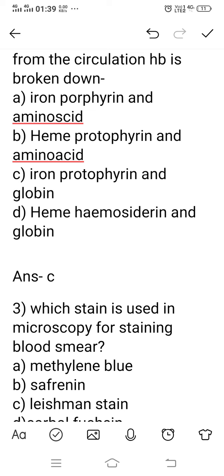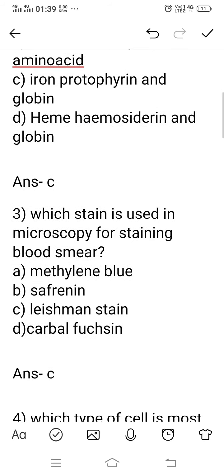Actually, what do we mean by protoporphyrin? Globin is one type of protein, and protoporphyrin is a precursor of hemoglobin. So the right answer is option C.